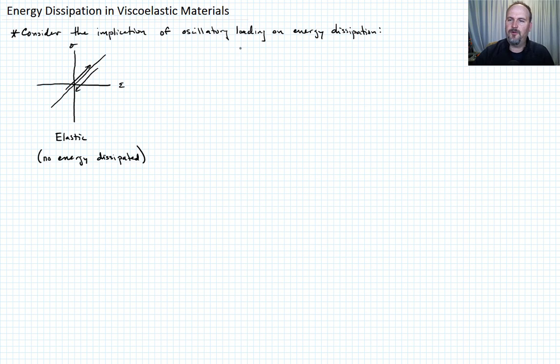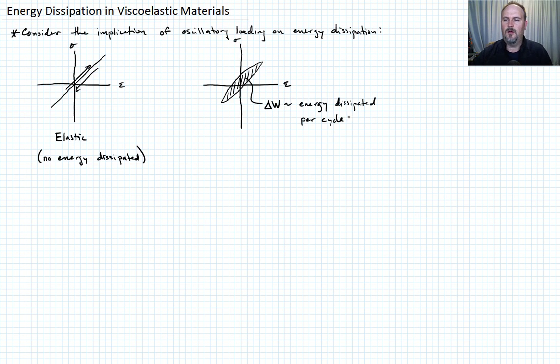Okay? How about for the viscoelastic case? So in a viscoelastic problem, here's our stress-strain, right? We have something that looks maybe like this in cyclic loading, right? And this area corresponds to the energy dissipated. So call that delta W, and that's going to be the energy dissipated per cycle, also per unit volume. Okay, so that's characteristic of a viscoelastic material.